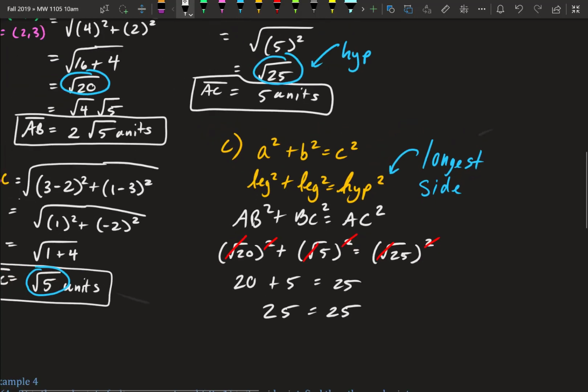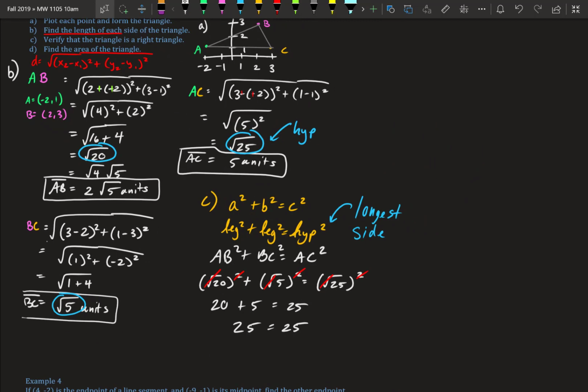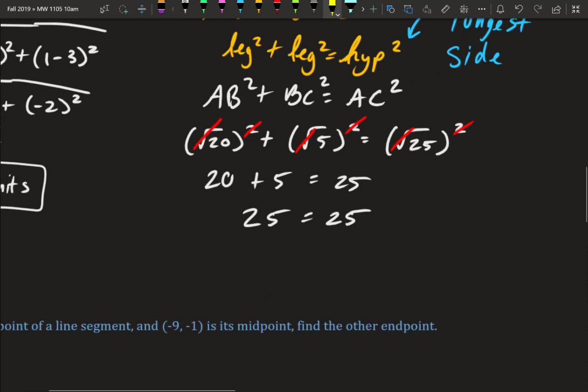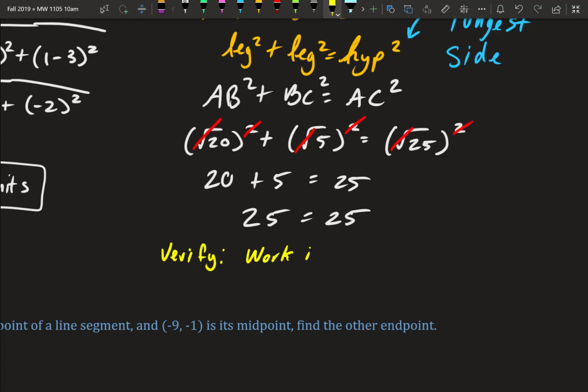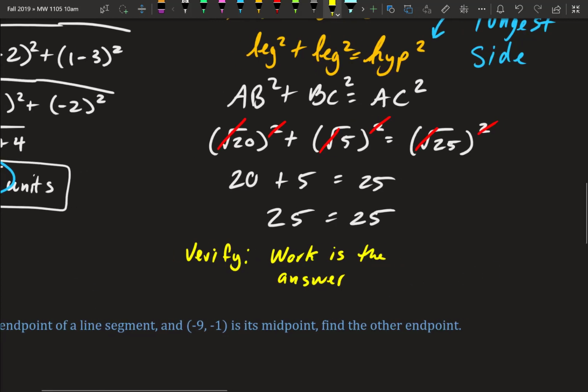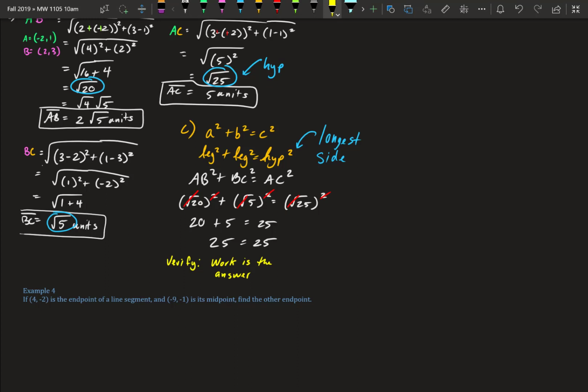So let's go back to the question itself. It said to verify that the triangle is a right triangle. Verify means your work is your answer. So you can't really box anything. What I need to see is the work. You don't have to give me what I put in orange. You don't have to give me the theorem. You don't have to give me that, but you have to give me the numbers. You have to show me, prove it to me with math that it is a right triangle. If the values did not equal, it is not a right triangle.